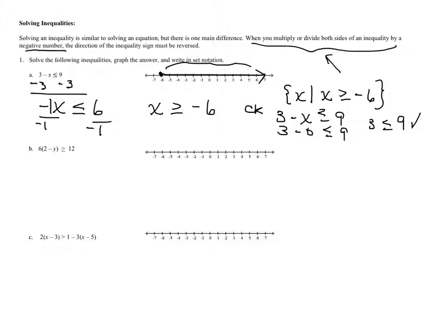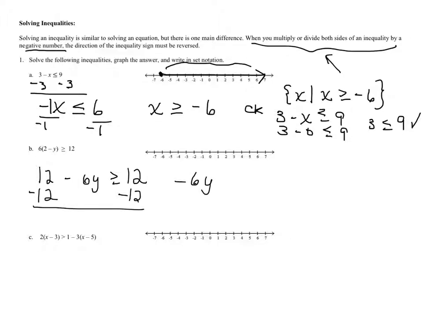Okay, so let's start out distributing. So we're going to have 12 minus 6y is greater than or equal to 12. I'm going to subtract 12 from both sides. So we get negative 6y is greater than or equal to 0. I'm going to divide both sides by negative 6, and I'm dividing by a negative number, so that means I have to change the sense of the inequality, is how it's called, or reverse the inequality sign. So less than or equal to 0, because 0 divided by negative 6 is 0.